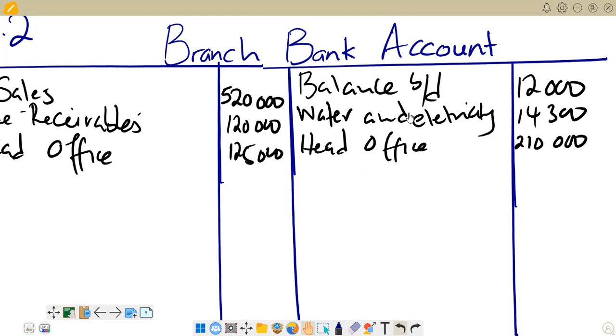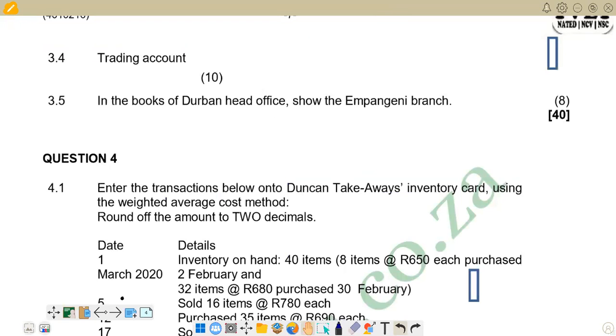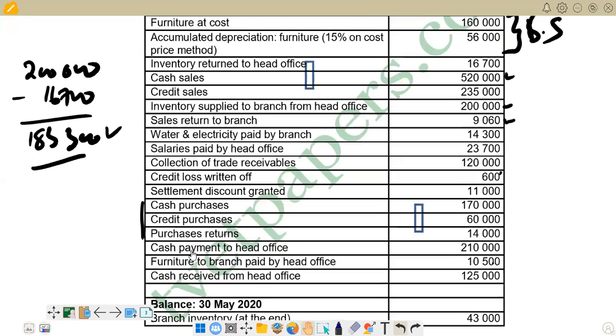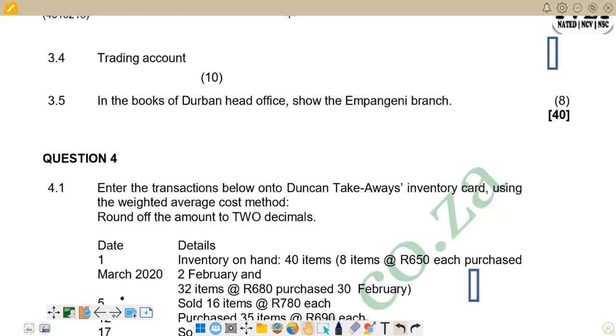So we are now on the branch bank account, but on the branch bank account there's an omission that we need to check on the question. We can go back there on the question. So you have to cross check if you posted everything. We have cash purchases here, 170,000, which is in the question. Remember, when cash stores 520, we debited the branch bank account as we received demand. Here on cash purchases, we are now paying, so we are supposed to credit the branch bank account with 170,000. So we go there and put that one.